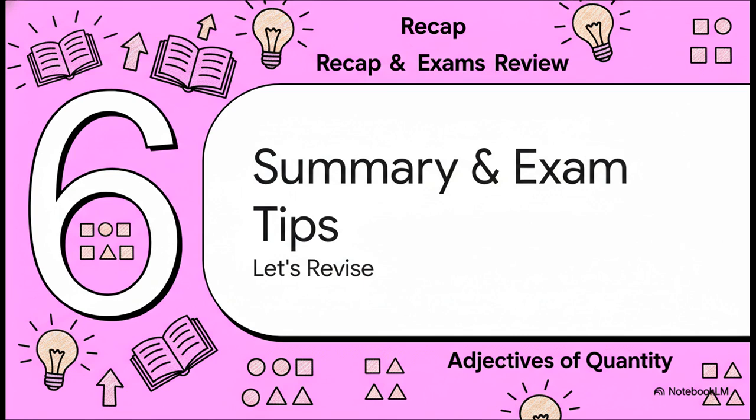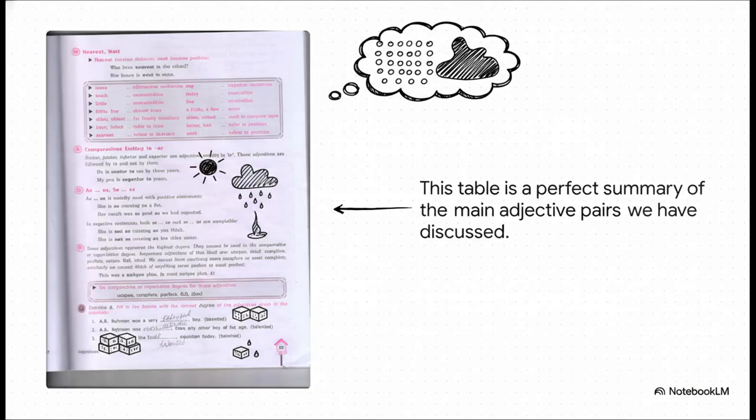We have learned all the rules, so let us now calmly recap everything. This will help you remember all the key points for your exams. Here you can see all the rules in one place. Some for affirmative sentences, many for countables, much for uncountables, few for countables, and little for uncountables. This is a very useful table to look at before an exam.